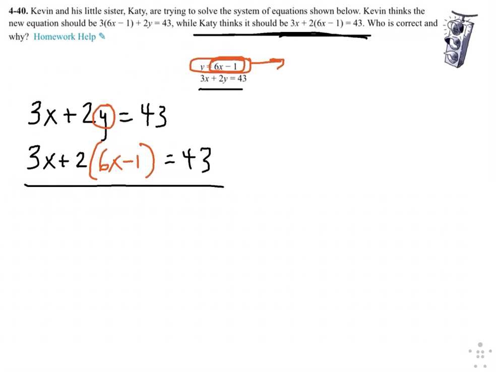So who is correct and why? Katie is correct because she substituted in for y. The other person, Kevin, is incorrect because look, he substituted in the 6x minus 1 for the x. He put it in where the x would be, which is incorrect.